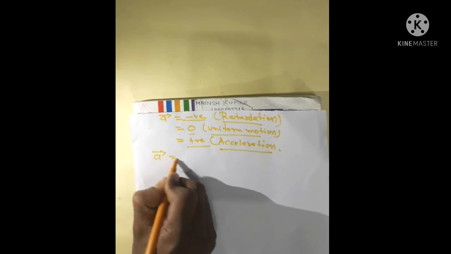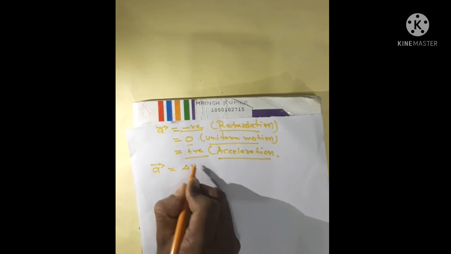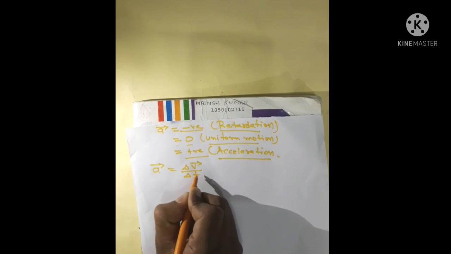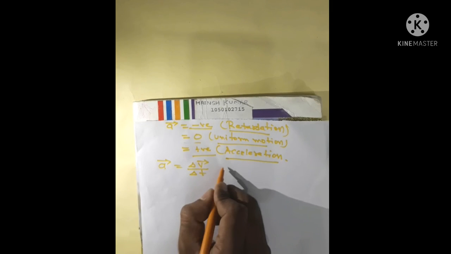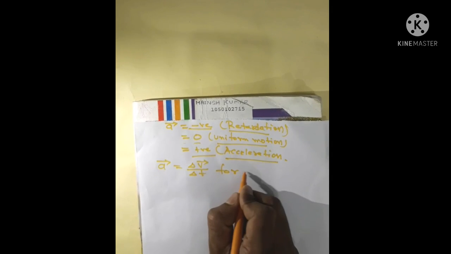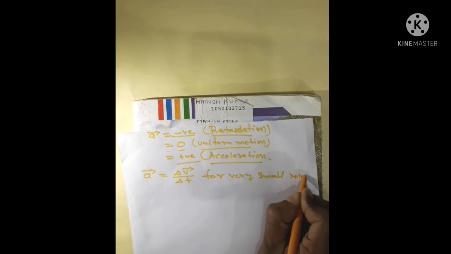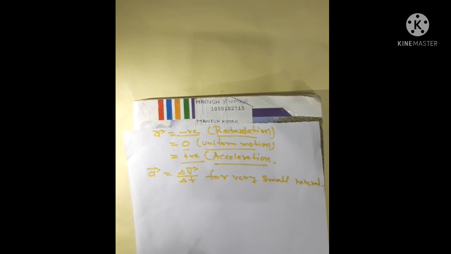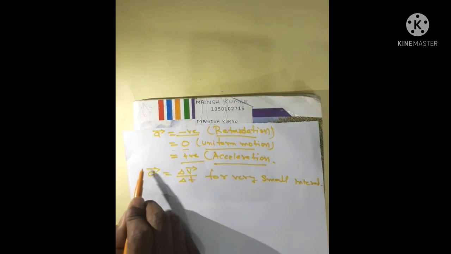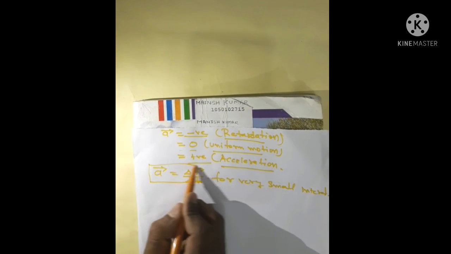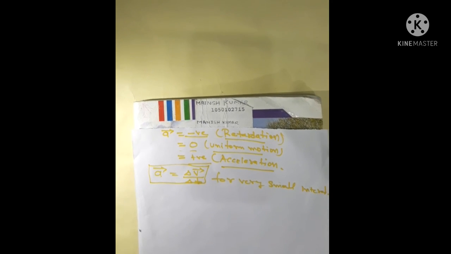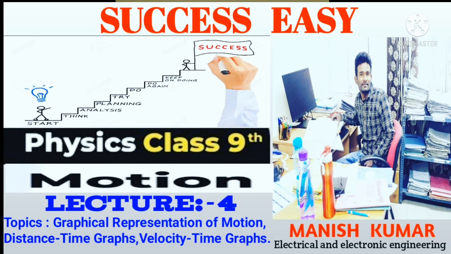Acceleration can be written as del v by del t for a very small interval. For a very small interval, we can write it like this, del v by del t. That is known as acceleration. Now we will see lecture 4.